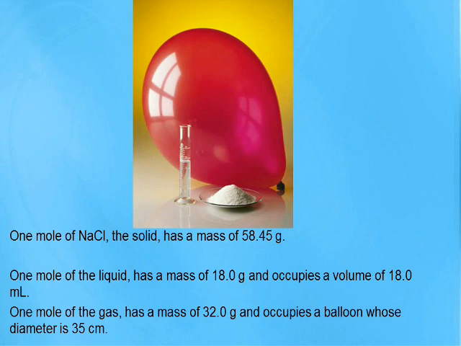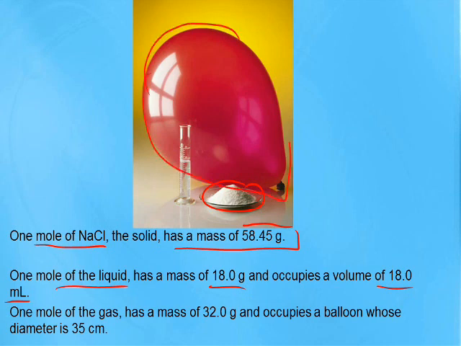Let's look at this 1 mole of sodium chloride. If this is sodium chloride, the mass is 58.45 grams. 1 mole of the liquid, which is water, has a mass of 18 grams and occupies 18 milliliters. 1 mole of the gas here has a mass of 32 grams and occupies a balloon whose diameter is 35 centimeters. So that would be oxygen. So this is 1 mole of oxygen gas, 22.4 liters.